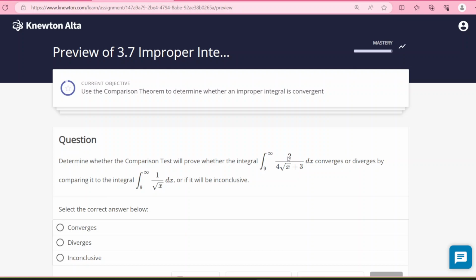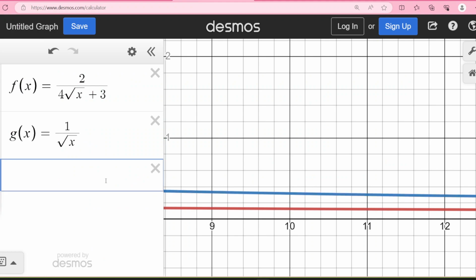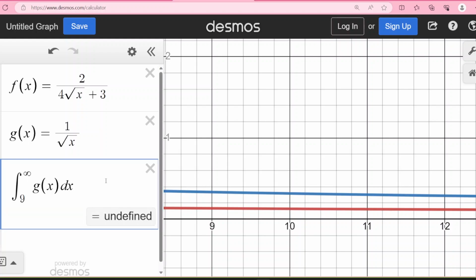If it diverges, we can't say anything about the smaller one. You don't know, right? So let's take this integral under the larger one, under the blue graph, under g, 1 over the square root of x. Integral from 9 to infinity of g of x dx. Right? Now it says undefined. Again, that does not mean it's divergent. It more than likely does. All right, now this is also an easy integral to take.